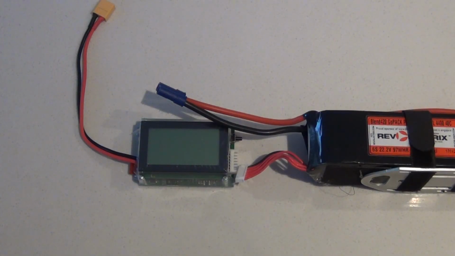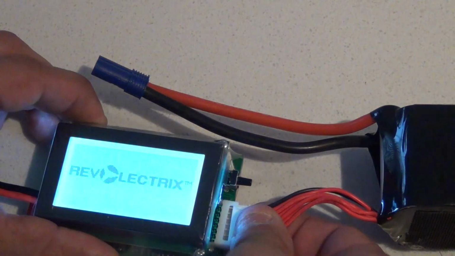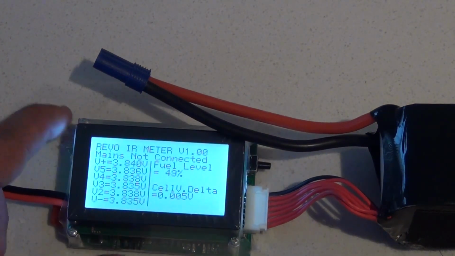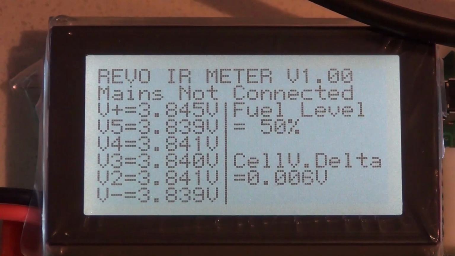So to use the IR meter, you simply plug in the balance lead. And once you've done that, the Revolectrix logo displays for a short moment, and then you're provided with an information screen. So I've plugged in a 6S LiPo battery. The information screen shows the individual volts per cell, typical of most battery checkers, the equivalent fuel level. These are storage charge batteries, so 50% is correct, and the voltage deviation across all 6 cells.